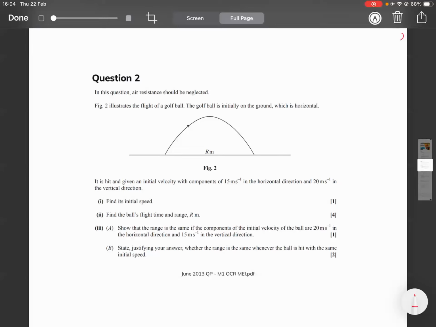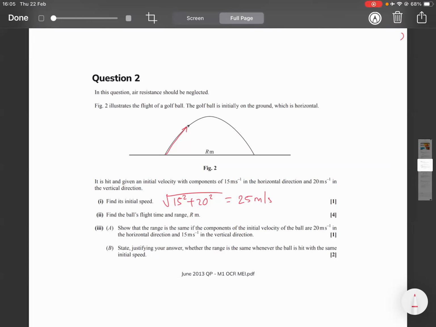Cool. So for question 2, we've got 15 meters per second in the horizontal and 20 in the vertical. So it's easier than the last one. We don't need to do the cos or sine. The question says work out the initial speed. So that's just the Pythagoras of the two numbers. So 15 squared plus 20 squared, which is 25. And then work out the flight time and the range.